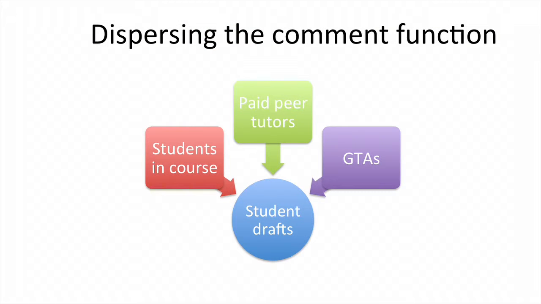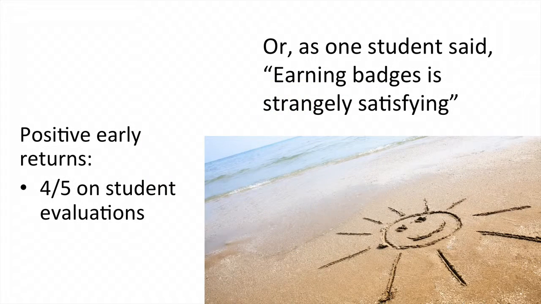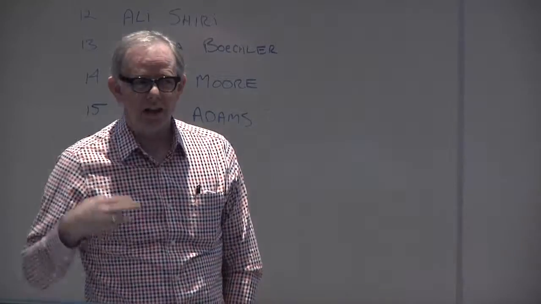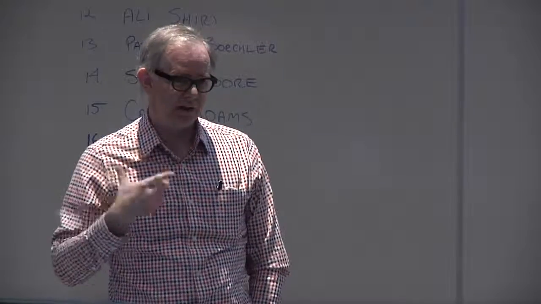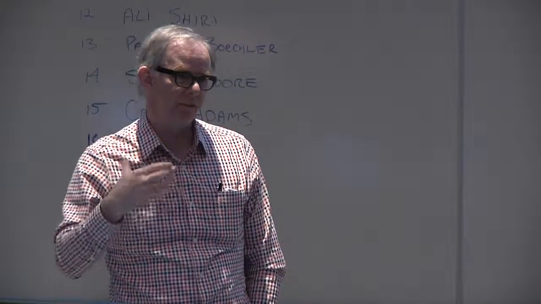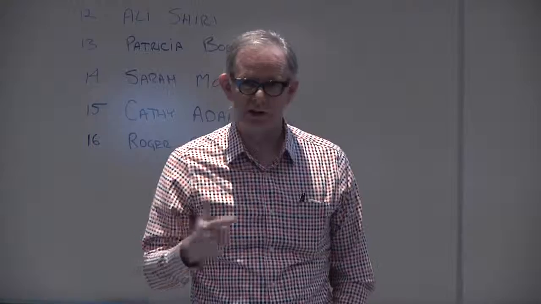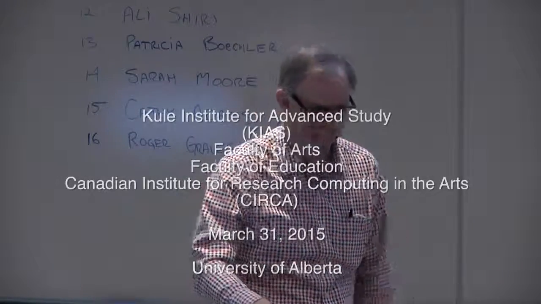So we're getting those comments from 3 different levels: students in the course, paid peer tutors for $15 an hour, and GTAs. All of those people are commenting on the student drafts. Students are giving this course 4 out of 5s on the course evaluations and saying things like earning badges is strangely satisfying. So a lot of research questions coming up for us about their interface and whether or not, in fact, we're getting better student writing as a result of them working in this environment.